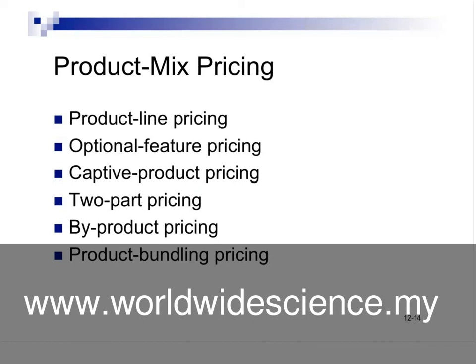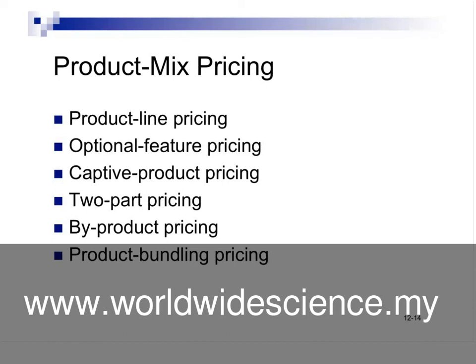Then captive product pricing: some products require the use of some other products. They call them captive products. Let's say when you buy a high definition TV, you need an HDMI cable, right? You buy that TV and you're set, but if you don't have that cable, your TV is going to be useless. You can't use that TV. So that cable would be your captive product. You need to have that in order to use your TV.